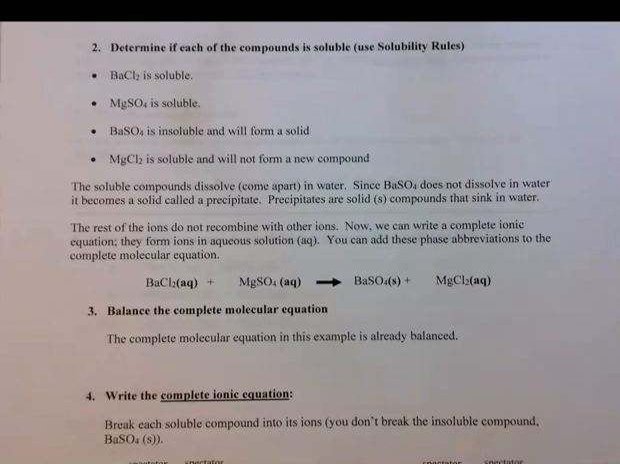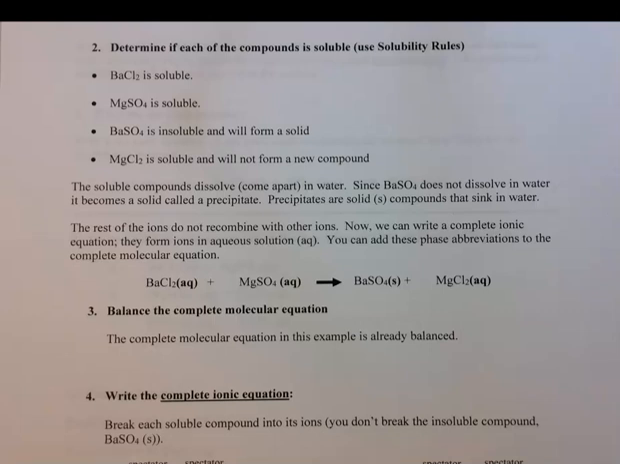Okay, the soluble compounds dissolve, that is, come apart in water. Since barium sulfate does not dissolve in water, it becomes a solid called a precipitate. Precipitates are solid compounds that sink in water. They either sink or they're distinctive, as we talked about earlier. It may form a different color. If the color does not spread throughout the solution, it's kind of sitting there by itself, and you can definitely tell where it is. The rest of the ions do not recombine with other ions.